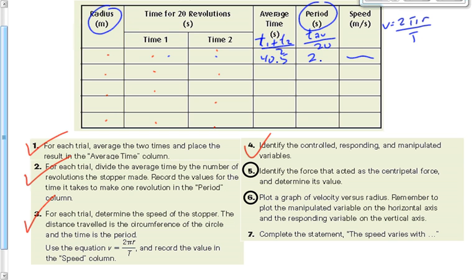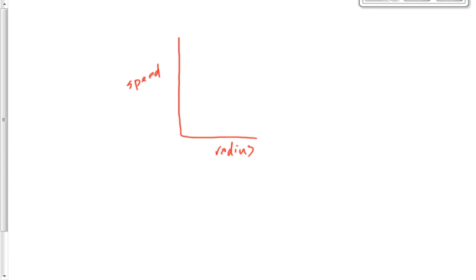And then you're going to plot a graph of velocity. It actually should be speed versus radius. Speed versus radius. So your graph is going to look like this. Speed on the y-axis, radius on the x-axis.